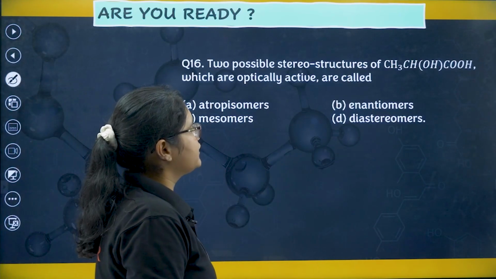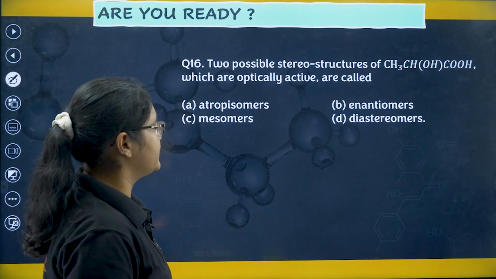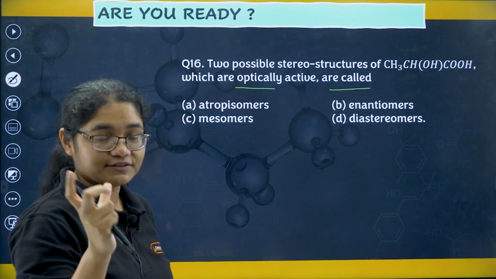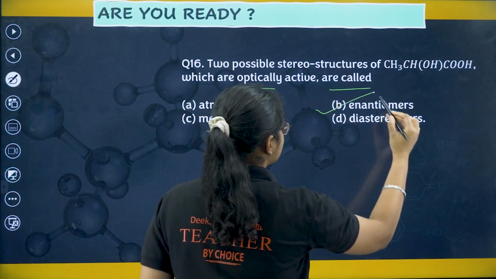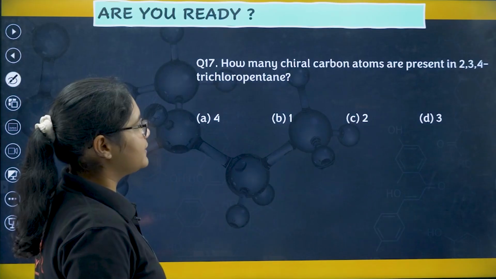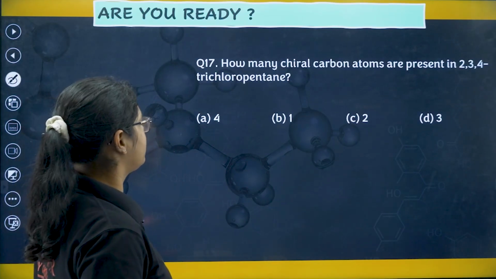Next, two possible stereo structures of CH3CHOHCOOH which are optically active are called as what? When you have 2 structures, the pair is called as what? Enantiomers, option number B.